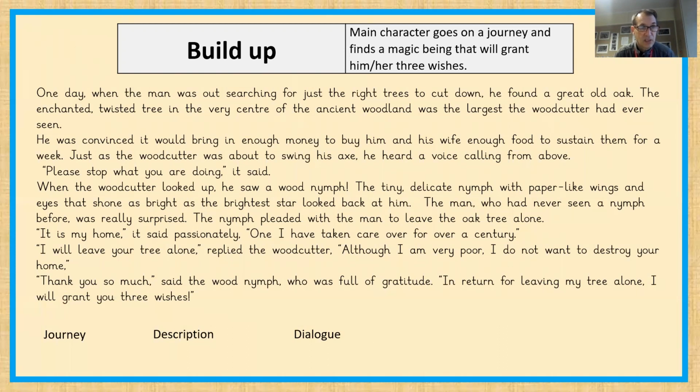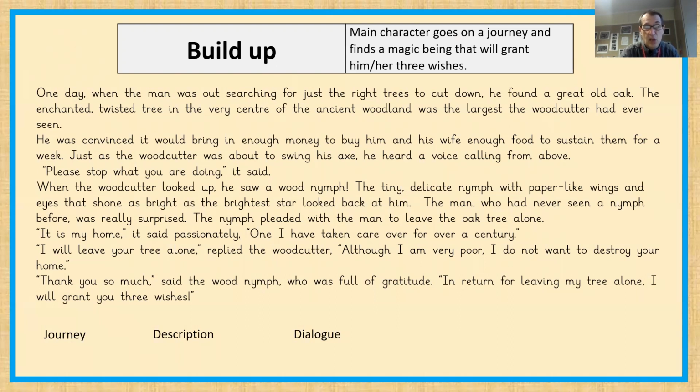So you see the nymph starts the conversation with please stop what you are doing, it is my home. The woodcutter then answers, I will leave your tree alone. And then the nymph replies, thank you so much, I will grant you 3 wishes. So they have a conversation, and that's shown using those 5 rules of punctuation that we did on Friday, that we did before. We're using those inverted commas.